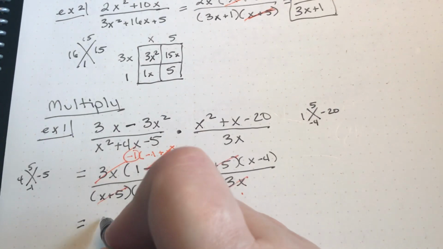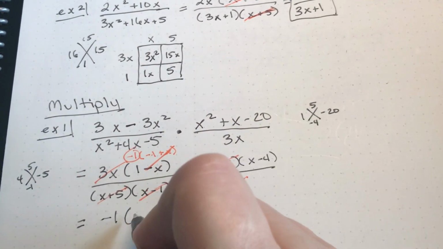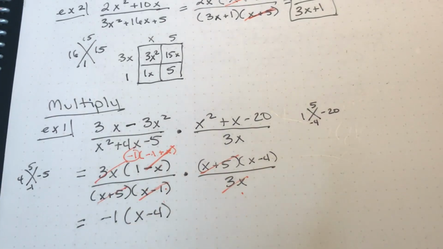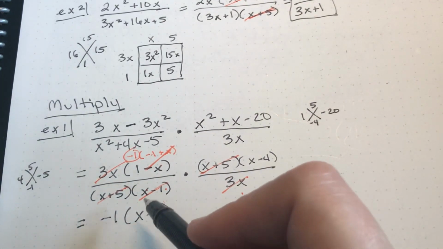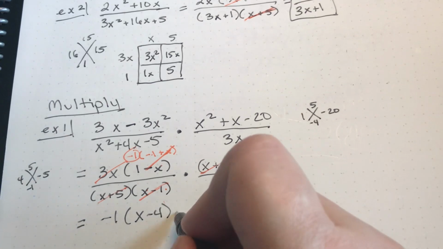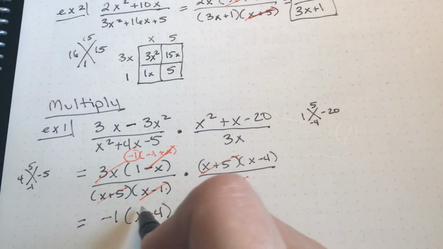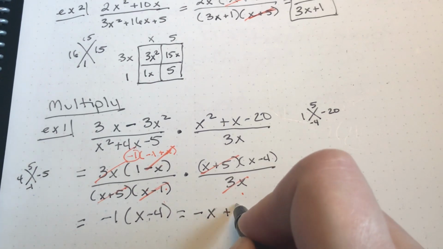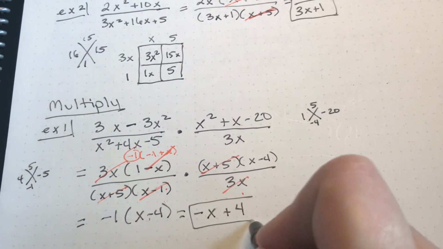So this is negative 1 times x minus 4 in the numerator, and the denominator is all gone, which means it's 1. Anything divided by 1 is itself, so I don't have to worry about that. So now I can just distribute my negative 1, and I get negative x plus 4 as my answer.